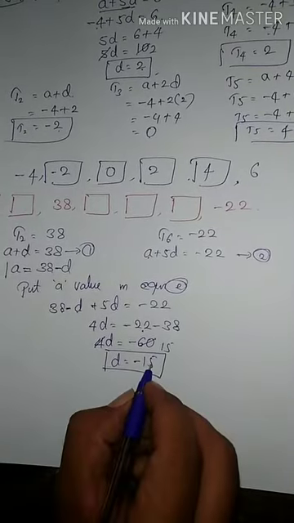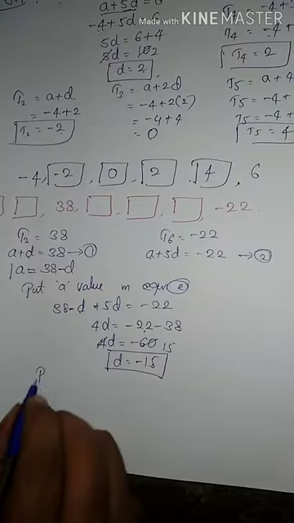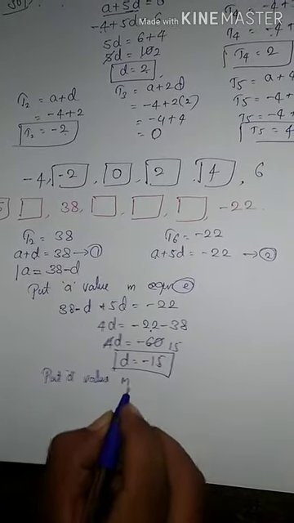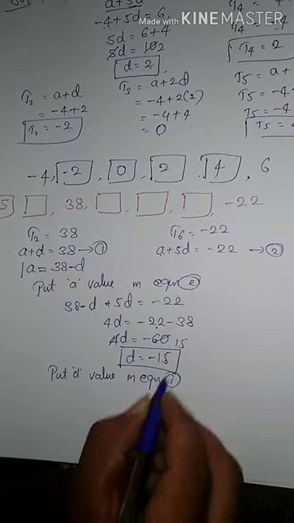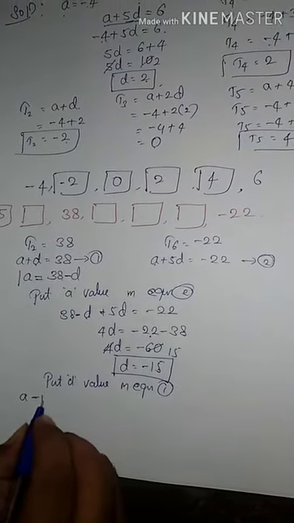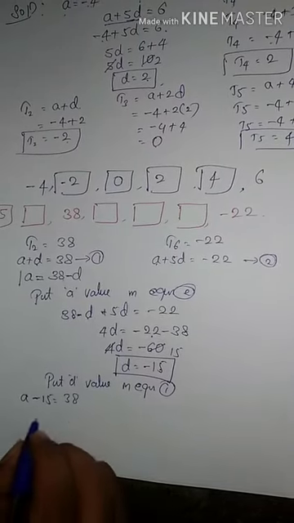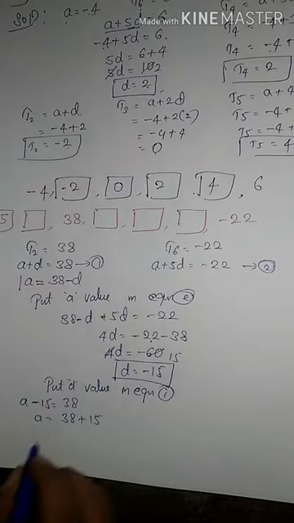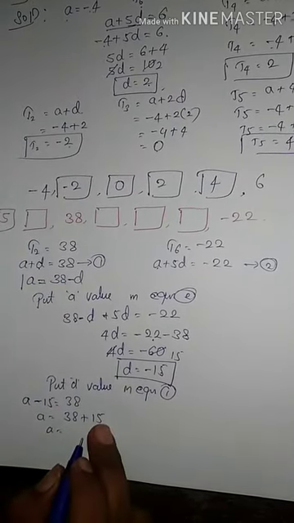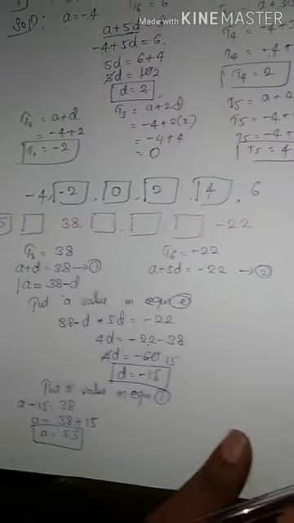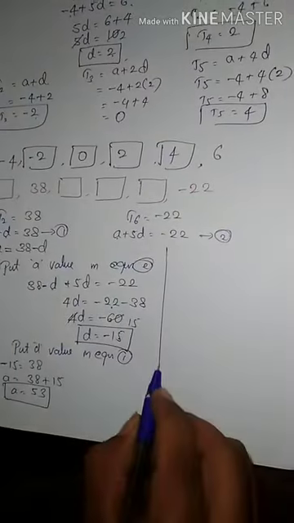Now put D value in equation number 1. So equation number 1 becomes A plus into minus 15 is equal to 38. A is equal to 38 plus 15. So A is equal to 38 plus 5 is 43 plus 10 is 53. A is equal to 53. Now find the third term.